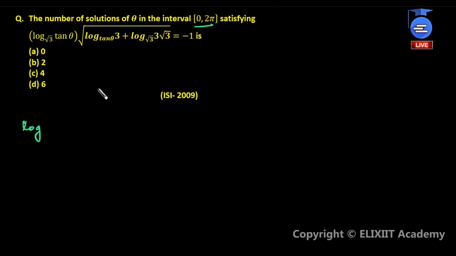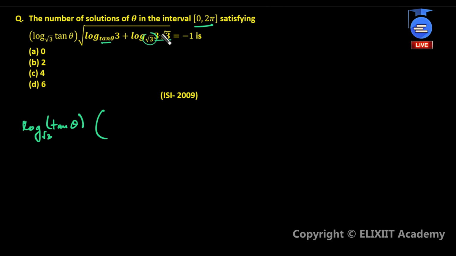Let's simplify this inside portion of this root actually. So here we have log tan theta base √3. This is log 3 base tan theta, and here we have 3√3 base √3. Let's do one thing. Let's bring the base as the same. Okay, let's bring the base same.